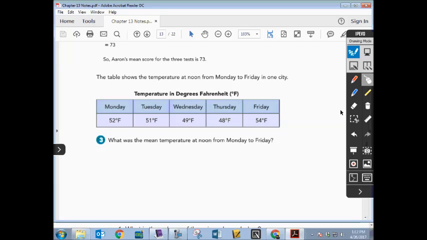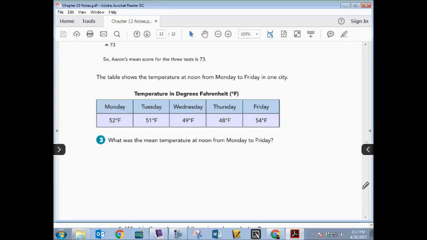Here we go. The table shows the temperature from Monday to Friday. Okay, so you've got to find the mean temperature, so we'll just do that together right now. We know the first thing we have to do is find a total. So we've got to add up the temperatures from every day. So we're going to do that. So it's 52 plus, well actually here, let me get my calculator out.